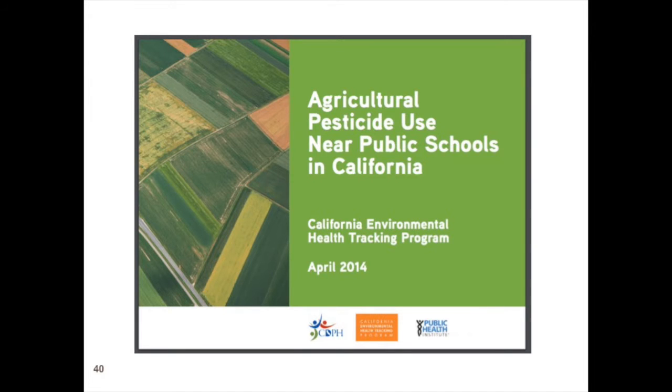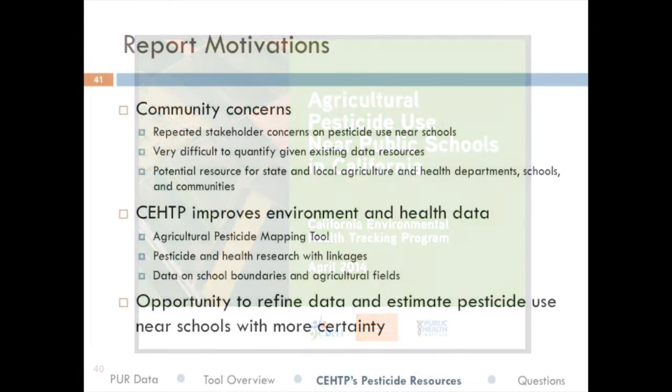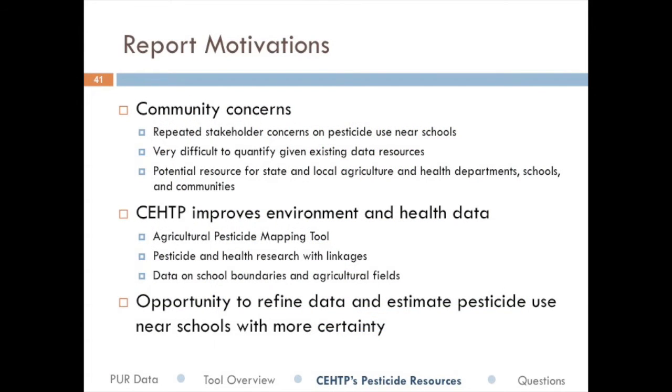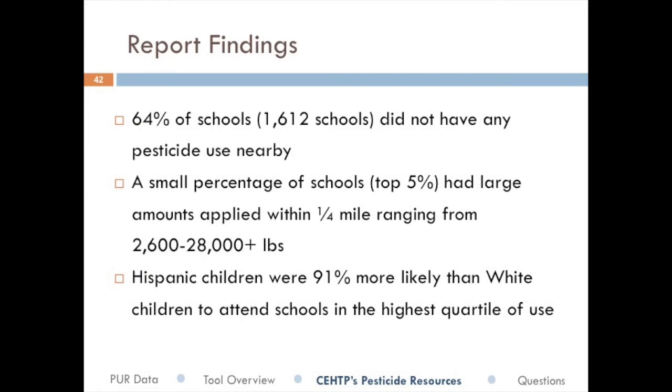We wrote this report because stakeholders were concerned about pesticide use near schools, and it had been challenging to quantify that data. There was a realization that this could be of use to local health departments, to agricultural commissioners, and to schools. Since we had done work in this area with the mapping tool and with the linkages, and since the school boundaries were available, it presented the opportunity to bring it all together and provide a better estimate of pesticide use near schools. Nearby pesticide use varied among the counties.